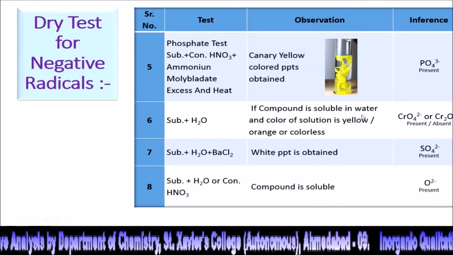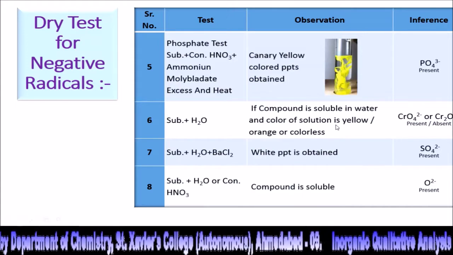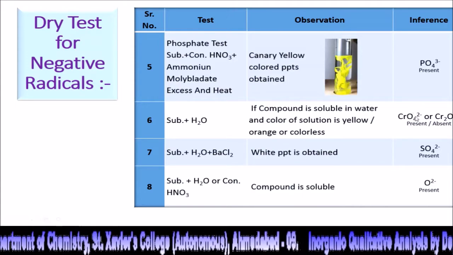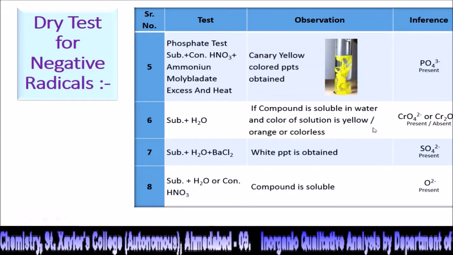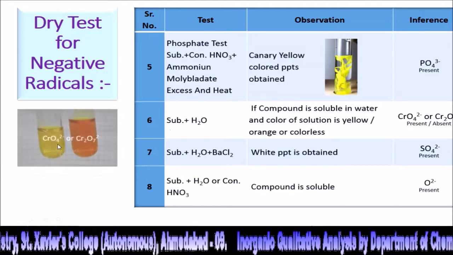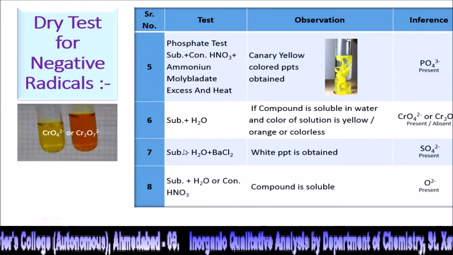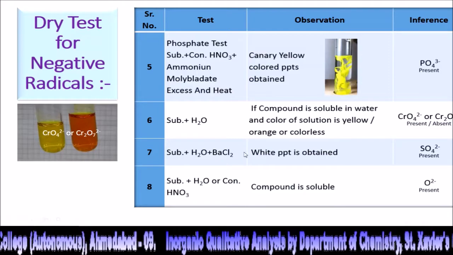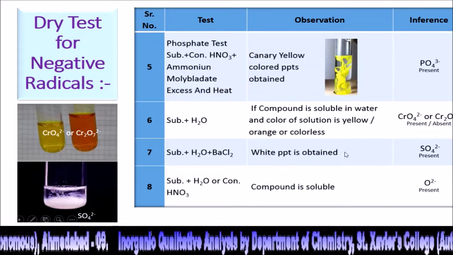If the compound is soluble in water and if the solution turns yellow or orange, on the basis of that, if it is yellow, you can say chromate may be present, and if it is orange, you may say dichromate is present, like this one. Yellow color, that is chromate; orange, that is dichromate. Then compound plus H2O plus BaCl2, and if you get a white precipitate like this one, you may say that sulfate is present.